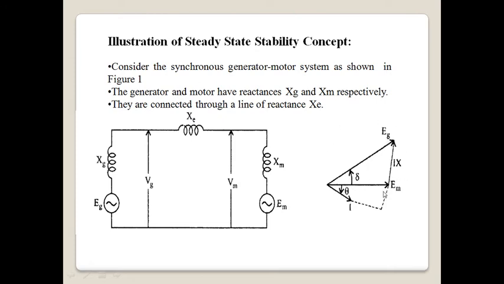Now how can we write this equation? EG is equal to EM plus jIX. Del is the angle between EG and EM. This is called the rotor angle. Theta is the power factor angle, the angle between EM and I. This del, the rotor angle, is our main concern. That's why we are studying rotor angle stability, small disturbance rotor angle stability. You understood this? Now we'll see the next slide.